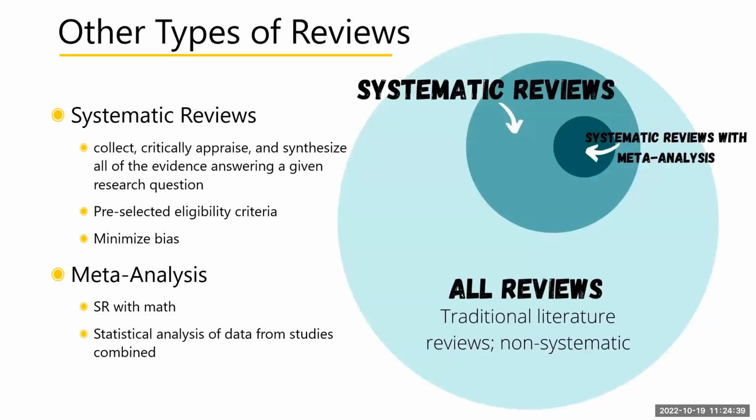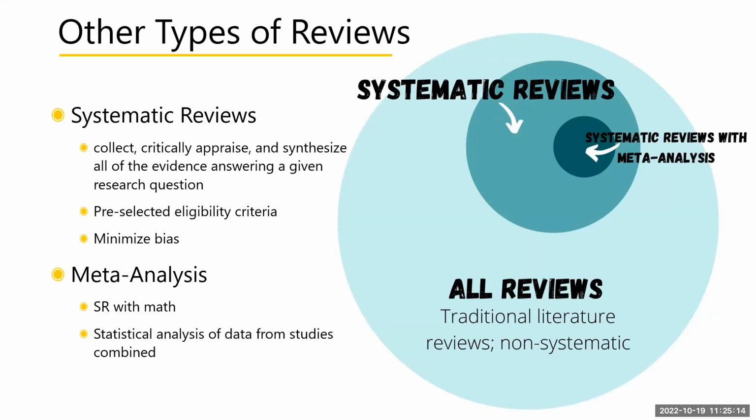Another question we had prior to today was the difference between a systematic review and a meta-analysis. So systematic reviews and meta-analysis both fall under the category of all reviews, which include these traditional literature reviews that are not scientific in nature. That is the big blue circle. The medium blue circle are systematic reviews. The goal of a systematic review is to collect, critically appraise, and synthesize all of the evidence answering a given clinical question.